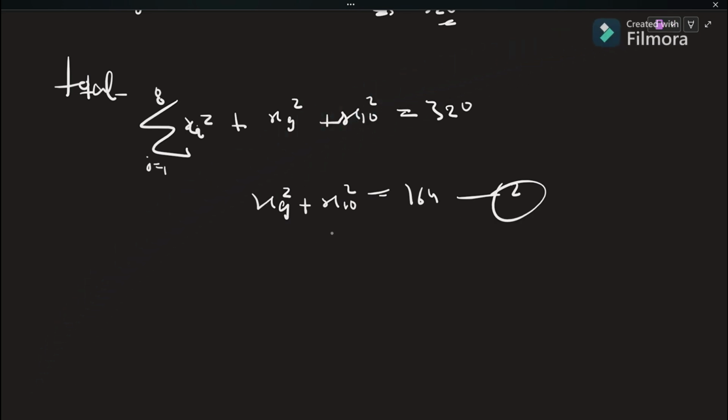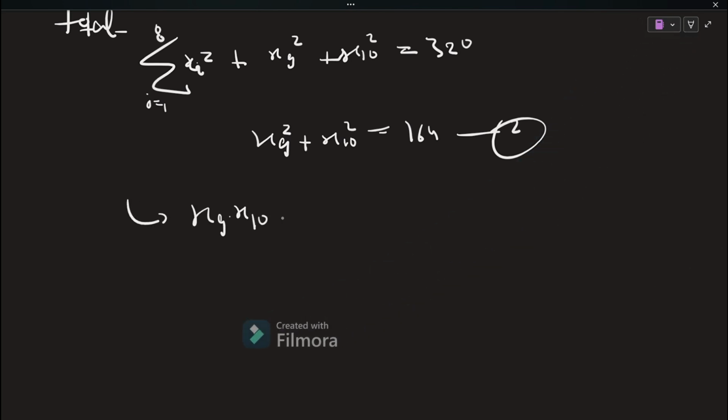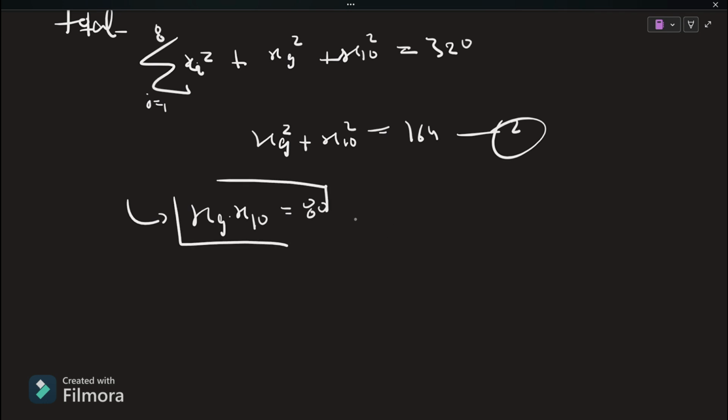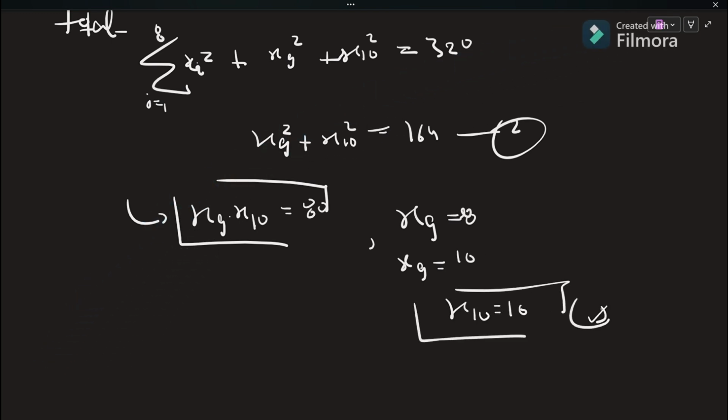Let's solve equation number one and equation number two together. Here x9 into x10 will come to 80. Let's put it in equation number one. When we do that, we get x9 equals 8 and x10 equals 10. Our condition is x9 is less than x10, so x10 is 10. So the other was wrong and this was right.